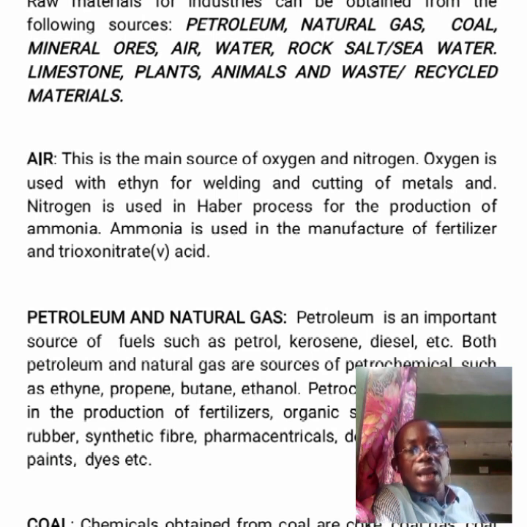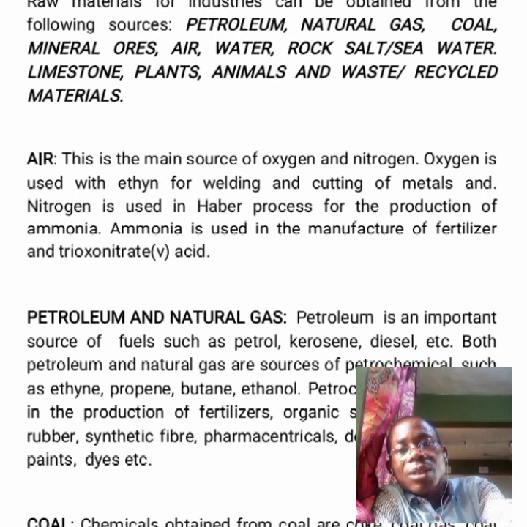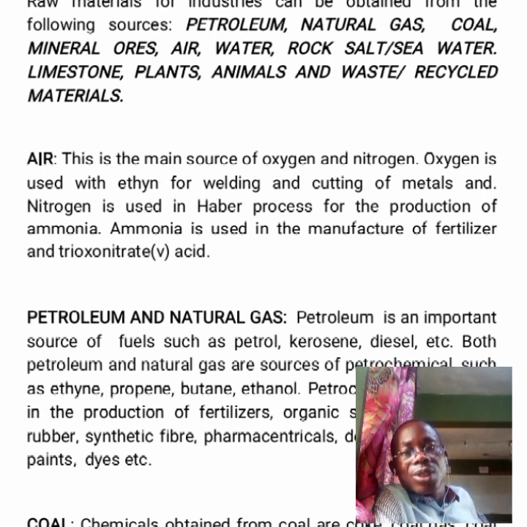We have limestone. Limestone is a source of calcium carbonate, and calcium carbonate is used in the manufacture of cement. We have rock salt and seawater. Rock salt and seawater are a source of sodium chloride. Sodium chloride is used in the extraction of sodium metal, caustic soda, hydrogen gas, and chlorine gas. Sodium hydroxide as caustic soda is a very important chemical that is used in the manufacture of soap. We have hydrogen gas in the hydrogenation of vegetable oils to make margarine. We have chlorine. Chlorine is used as a bleaching agent for paper and cotton.